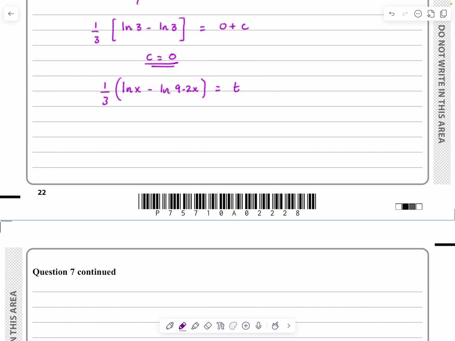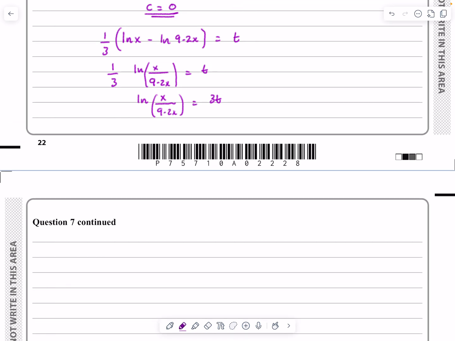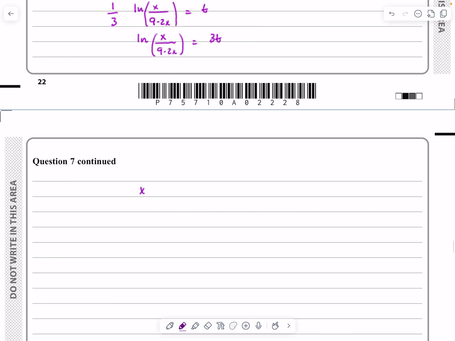We will use the log rules that I could have used a little while ago, but now here I'm going to say that's log x over 9 minus 2x, just using our log a minus log b is log a over b. Let's multiply everything by 3, so I get log x over 9 minus 2x is equal to 3t. And now at this stage, I'm going to e both sides. I wanted to get to a stage where I just have log of a function is equal to something, and then I can e both sides, which I'm going to do. I'm going to get x over 9 minus 2x is equal to e to the 3t.